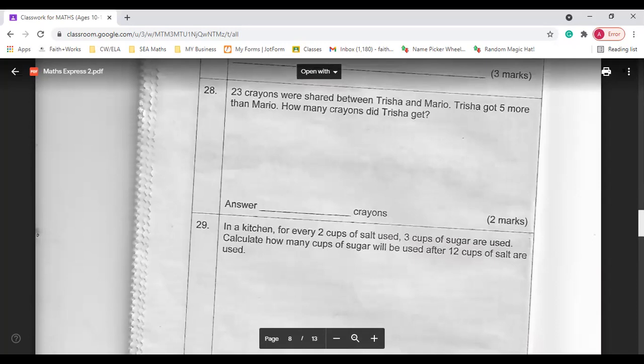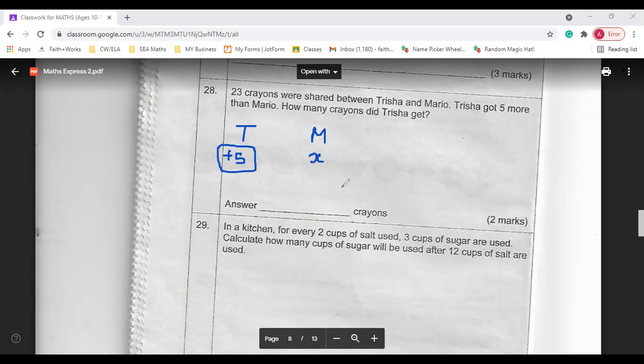All right, 23 crayons were shared between Trisha and Mario. Trisha got 5 more than Mario. How many crayons did Trisha get? All right, let's break this down. So we have T for Trisha, M for Mario. Trisha got 5 more than Mario. So whatever the amount is, Trisha would get 5 more, right? So we have to remember that. So let's say Mario gets X amount.